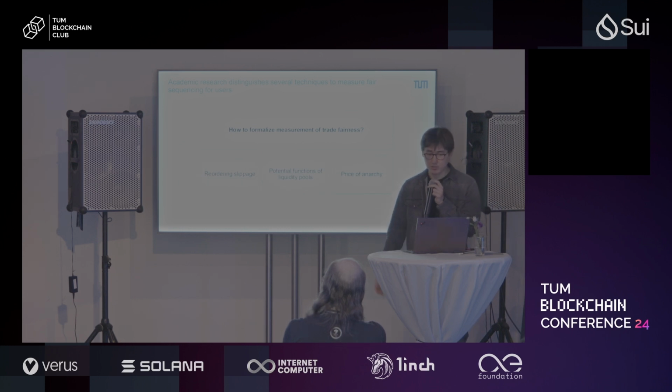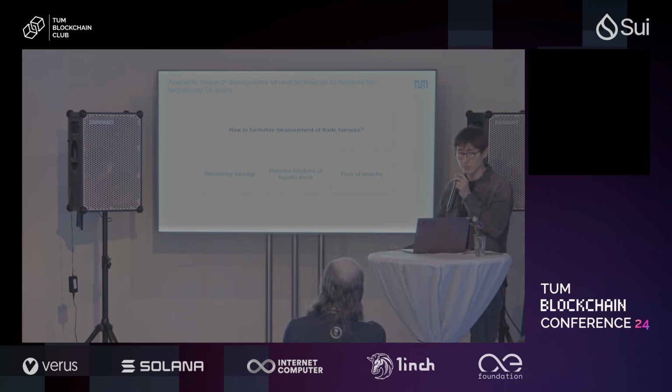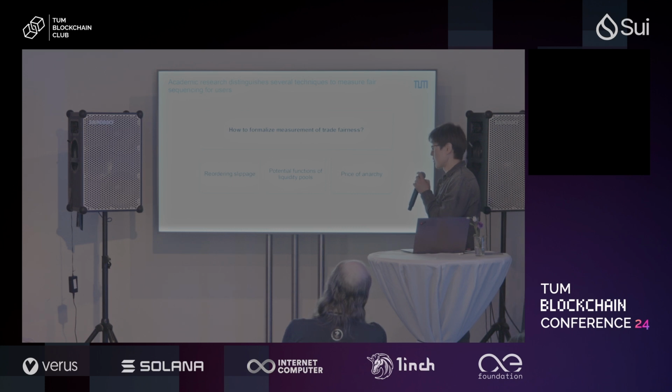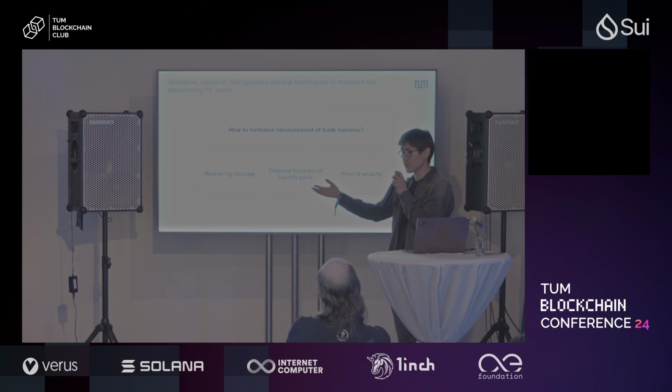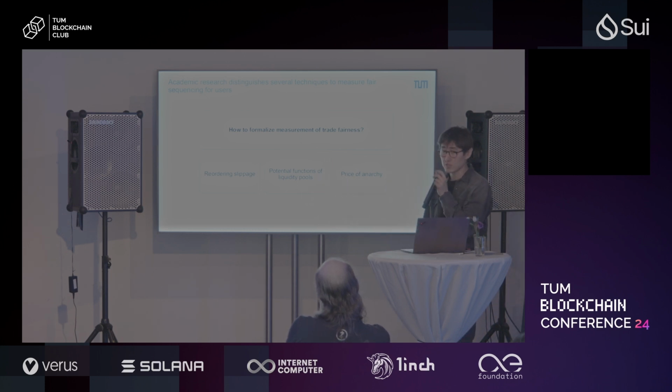And the question here, if we're talking about fairness, it's fairly simple to talk about fairness using arrival time. So again, if my transaction comes first, it should be executed first. But if we're talking about trading experience, then it's a little bit harder. And there are a lot of different studies from auction theory. Some people are trying to measure potential functions of liquidity pools. So there are all sorts of very sophisticated ways to measure trade fairness.